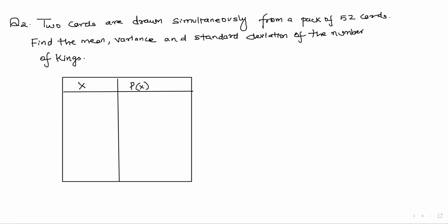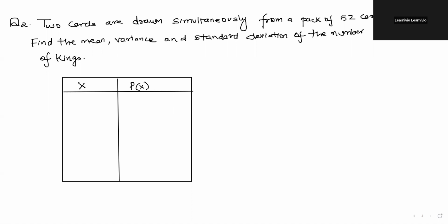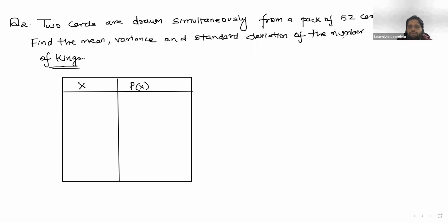Okay. Two cards are drawn simultaneously from a pack of 52 cards. Find the mean, variance, and standard deviation of the number of kings. So that means this is your random variable. We have to find the random variable for this one, the number of kings. Nabil, what is the value of x? Number of kings, you have to take a real valued function.